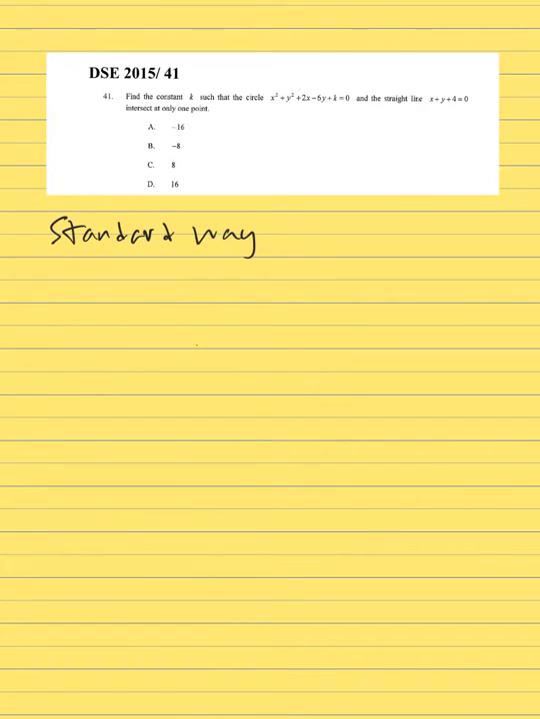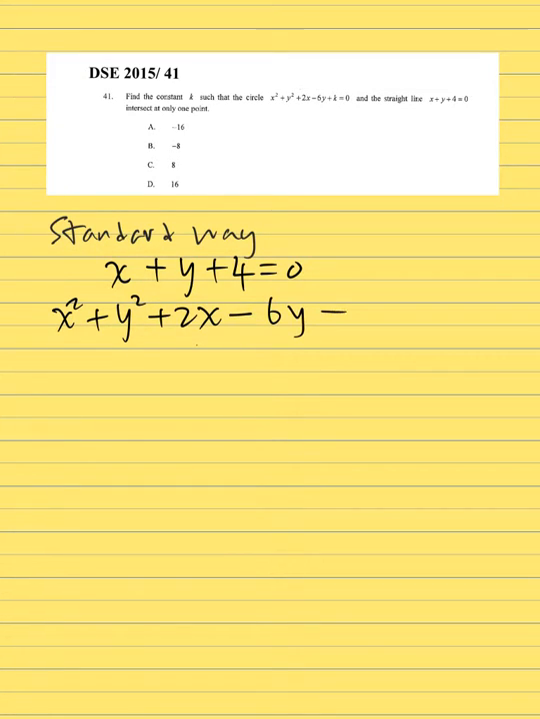The standard way to do this question is to substitute the equation of the straight line x plus y plus 4 equals 0 into the equation of the circle x squared plus y squared plus 2x minus 6y plus k equals 0. That is from the equation of the straight line y equals negative x minus 4, put into the equation of the circle.